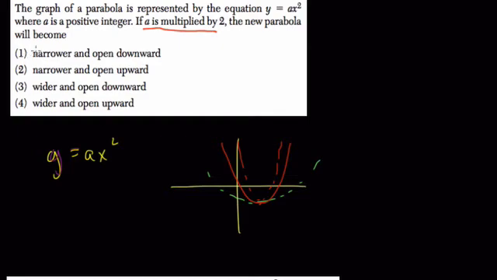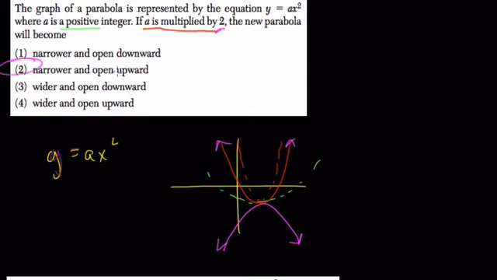So it should be narrower and open, well, so it's still, okay, so positive, if a is positive, it opens upwards. If a is negative, it would open downward. So when you multiply a positive a by another positive 2, it still opens upward, but steeper. So it's opening upward and steeper.